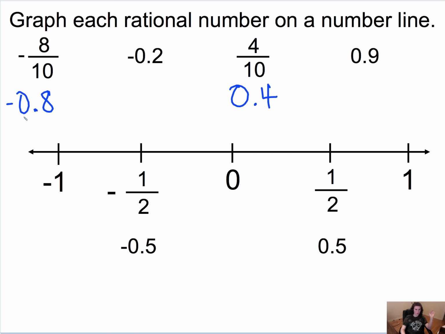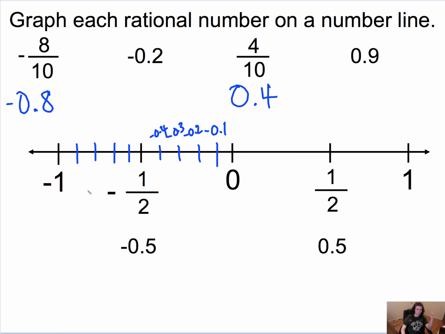All right, so first let's graph negative 8/10. Just so that you see this, if this is 0 and this is negative 0.5 and then this is negative 1, each of these would be moving over 1/10. So this would be negative 0.1, negative 0.2, negative 0.3, negative 0.4, and then we get to negative 0.5, and then we keep going. Negative 0.6, negative 0.7, negative 0.8, negative 0.9, and then negative 1.